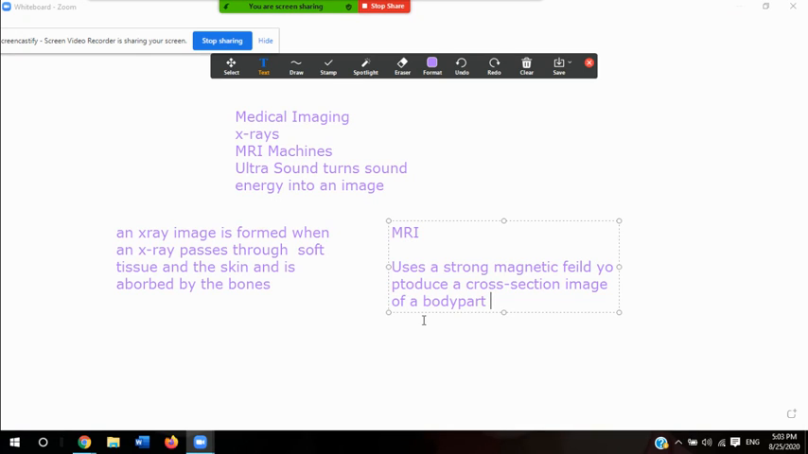Okay, and an fMRI, or brain scan. This is another one that some people may refer to as a brain scan. fMRI is also called functional MRI. It's used to show which areas of the brain are active while a person is doing a particular task.